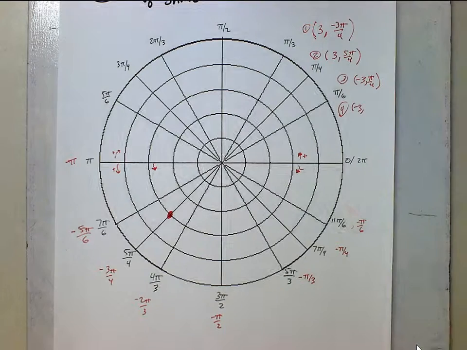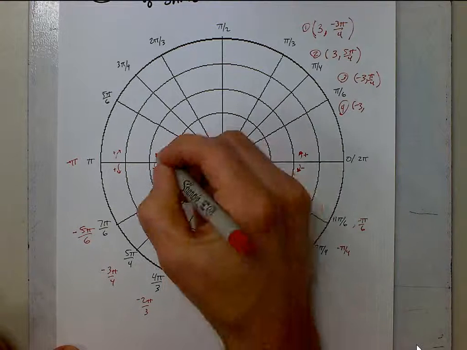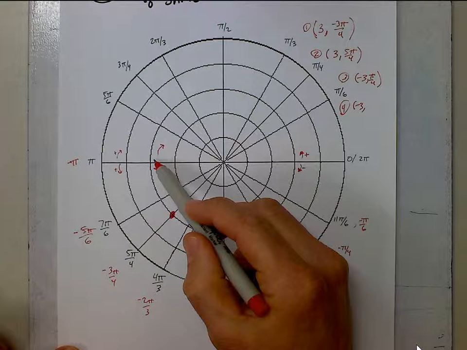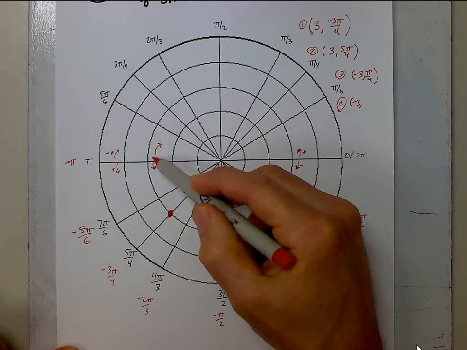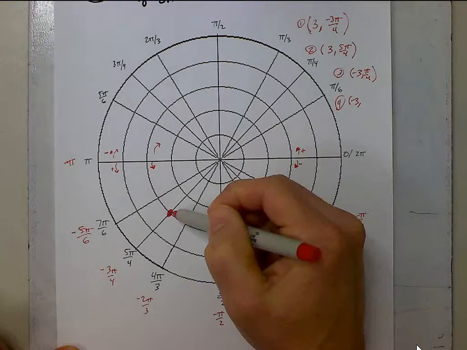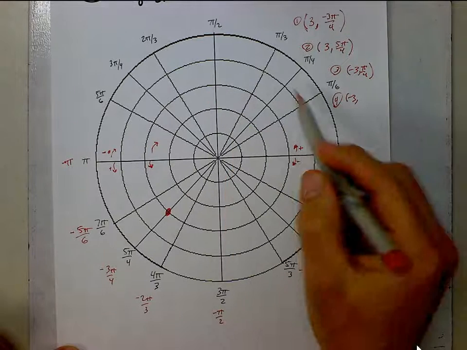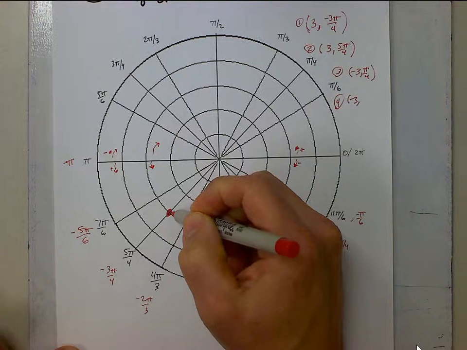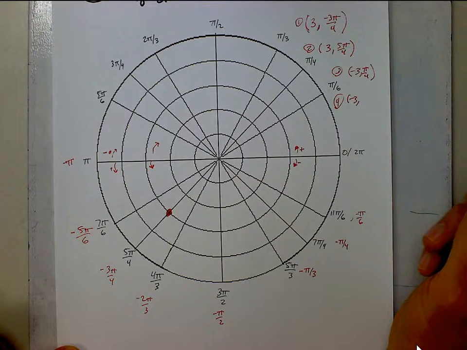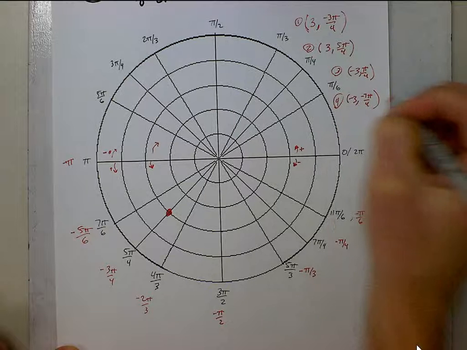And then negative 3. How far is it in the negative direction to come all the way around to this spot? Well, let's see here. Pi over 2, pi, 3 pi over 2, and another pi over 4. So that's probably going to be 7 pi over 4 in the negative direction, because I had to go all the way around this far.